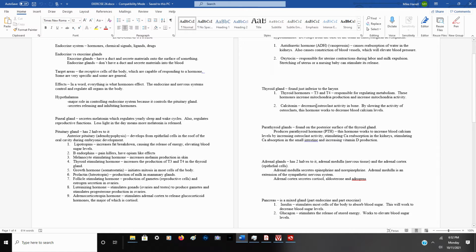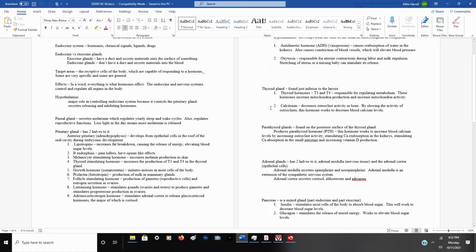Remember, any cell with "clast" in the name is going to break something down. So these osteoclasts break down bone. But look at what calcitonin does. Decreases. In other words, makes them less active. If you're breaking down bone, you're releasing calcium. But think of this as like an off switch.